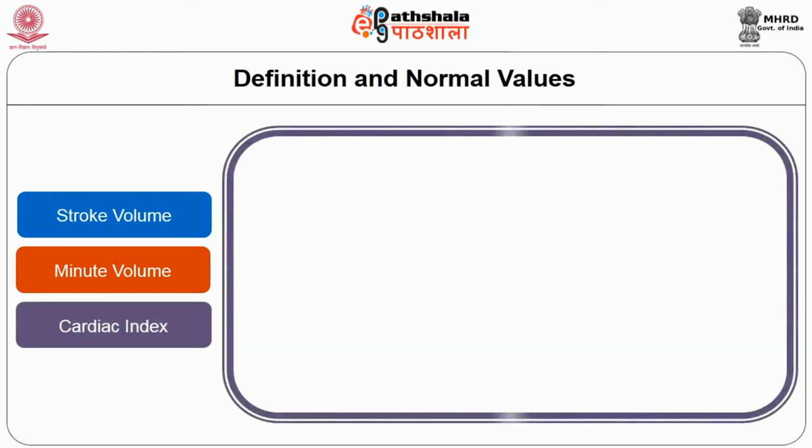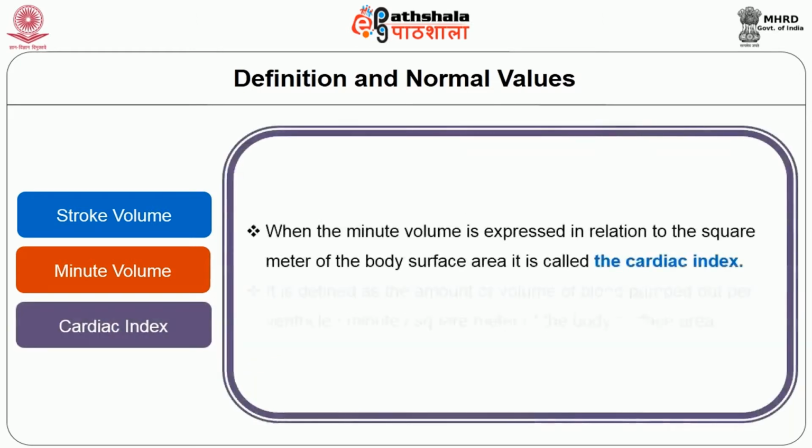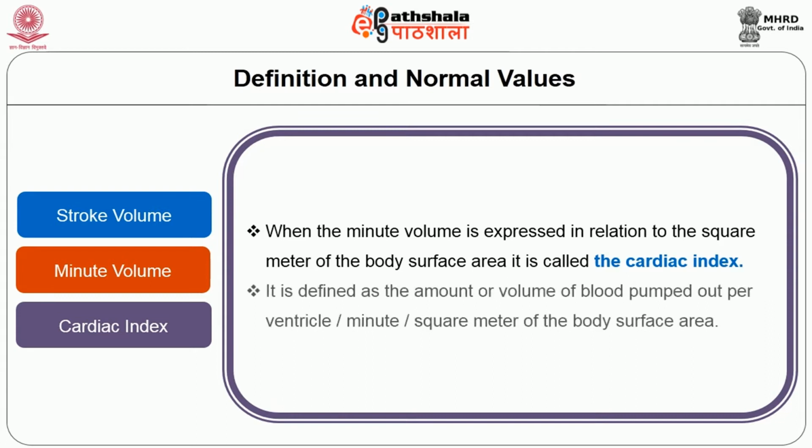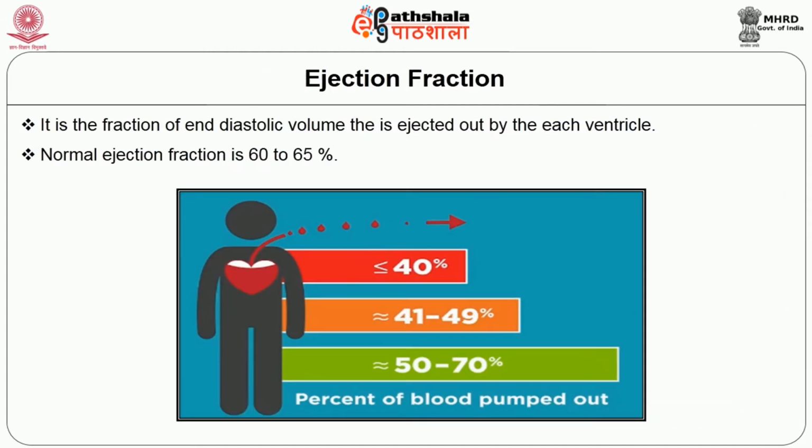What is cardiac index? When the minute volume is expressed in relation to the square meter of the body surface area, it is called cardiac index. It is defined as the amount or volume of blood pumped out per ventricle per minute per square meter of the body surface area. What is ejection fraction? Ejection fraction is the fraction of the end diastolic volume that is ejected out by each ventricle. The normal ejection fraction is 60 to 65%.